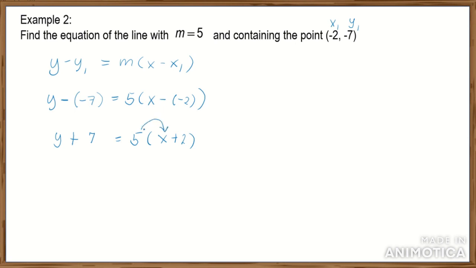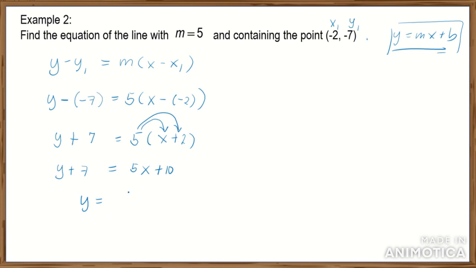inside the parenthesis. Okay, what we're going to do with the left side terms is to simply copy it. We have 5 times x is equal to 5x. Then we have 5 times 2 is equal to 10. Then write it in slope-intercept form. So again, if you're going to write it in the slope-intercept form, we have y is equal to mx plus b.